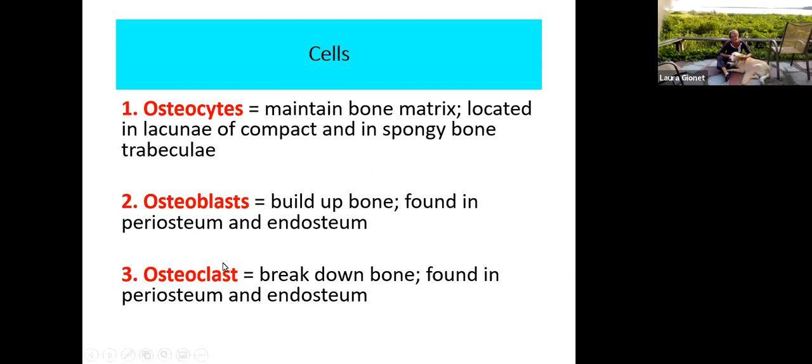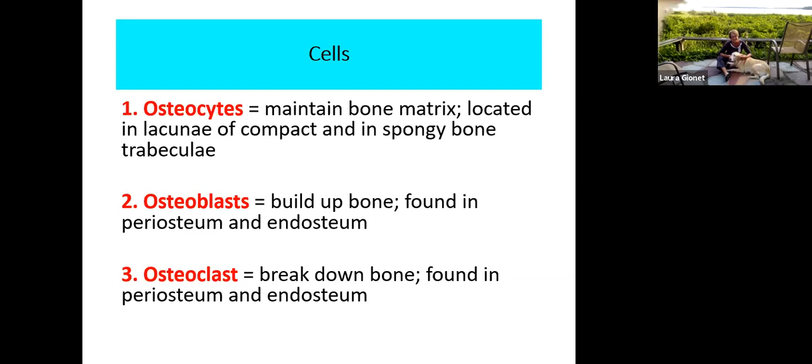All right, then we have osteoblasts and osteoclasts, and they work rather in opposition to one another. Osteoblasts build up bone, found in the periosteum and endosteum, which are membrane layers on the inside and outside margins of our compact bone. Osteoclasts break down bone, found in the same place that osteoblasts are, at the periosteum and endosteum. So they work in opposition to each other. They're going to be stimulated by different hormones.